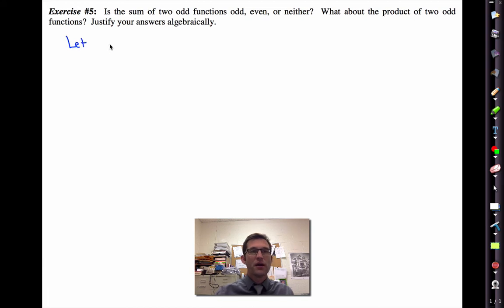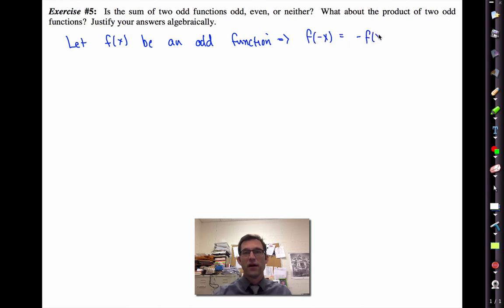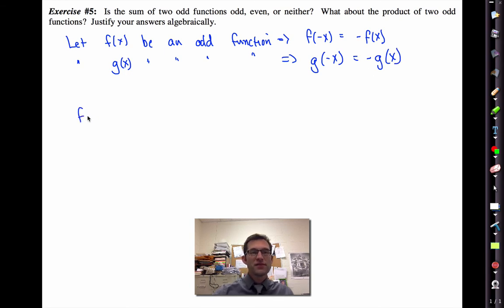Watch. I'm going to let f of x be an odd function. All right, what does that mean? That means that f of negative x equals negative f of x. I'm going to let g of x be an odd function, which means g of negative x is negative g of x. So now let's investigate the function f of x plus g of x.